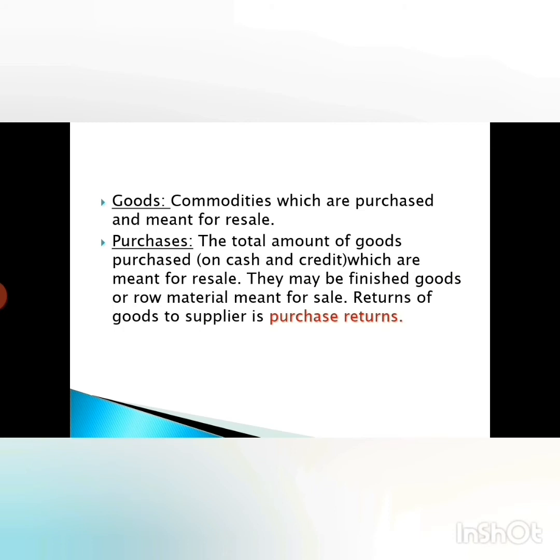And they can purchase it in the form of finished goods and then give it for resale, or raw materials which are meant for further production. If it is a company which produces things, it can purchase raw materials, produce, and then give it for resale. If it is just a wholesale company or something, it just purchases finished goods and resells them to a retailer or something. And when the goods are returned to the supplier, it is known as purchase returns.